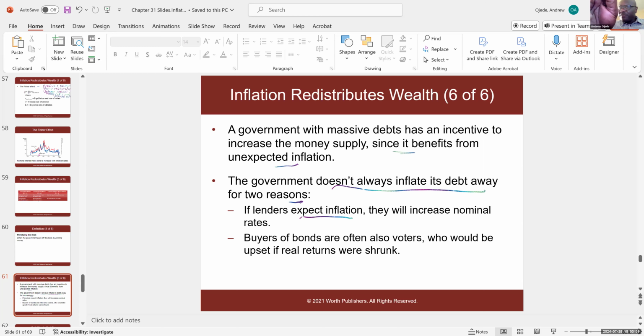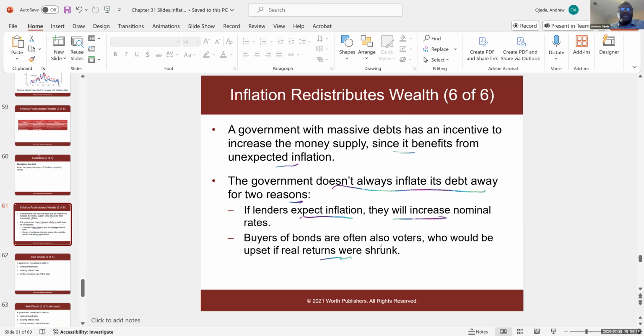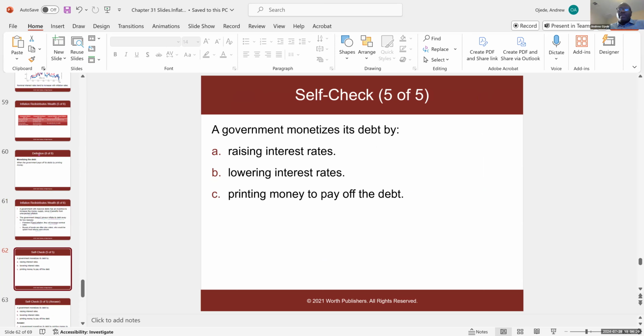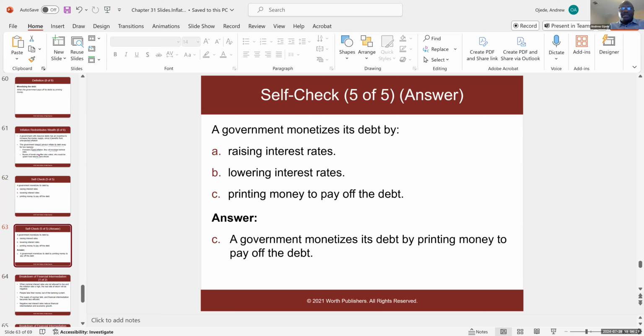If lenders expect inflation, they will increase the interest rate on government bonds, government debt. Then the government will not have the ability to borrow. And buyers of bonds are often also voters who would be upset if the real return on their investment, treasury bonds, is shrinking. So not printing money to pay off government debt is the right call for any government out there, for those reasons. So the government monetizes debt by printing money to pay off the debt. That's debt monetization. Yes, we talked about that.